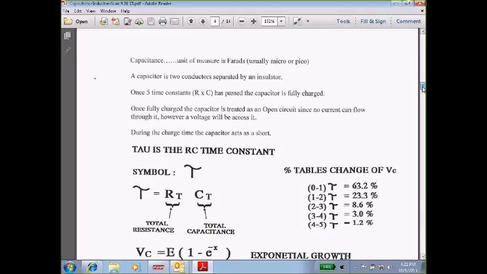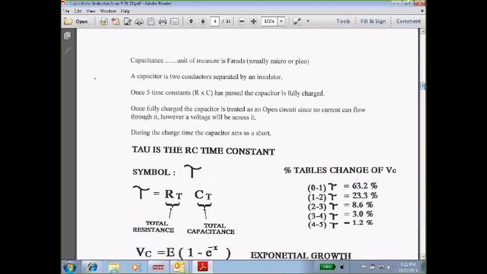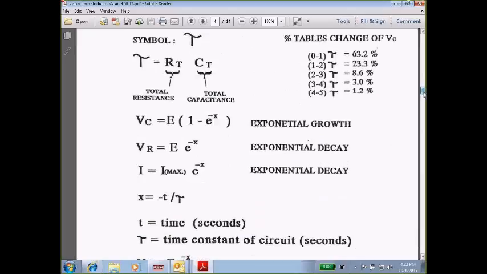Okay. Now let's take a look at capacitance with reference to the charging cycle. And again, this particular handout is repeated a little bit there at the beginning. But now we introduce tau, the RC time constant, and I give you the symbol for it. It's the total resistance times the total capacitance. And then the percent table of change for VC. Within the first time constant, the cap is going to charge 63.2%. And then the next one, another 23.3, the next one 8.6, 3, and 1.2. And so on. After 5, it's considered to be fully charged. If you add all those up, it's very nearly charged.